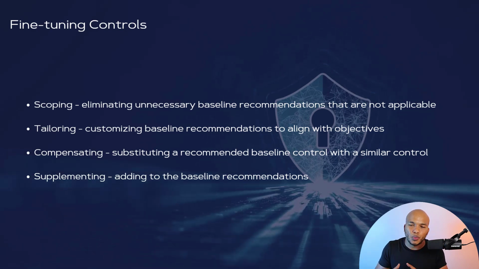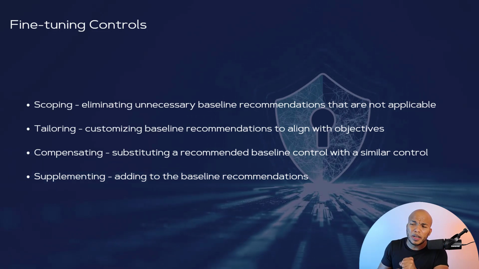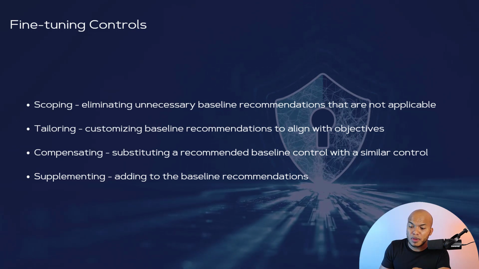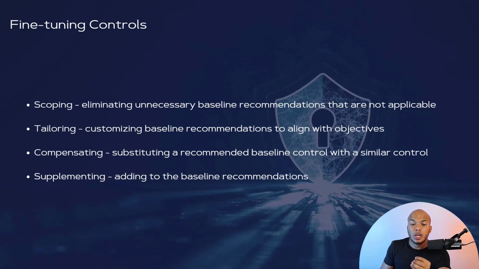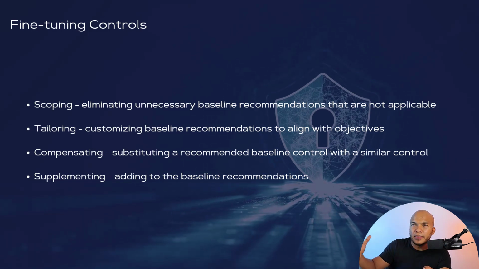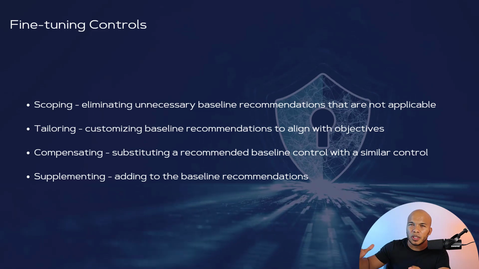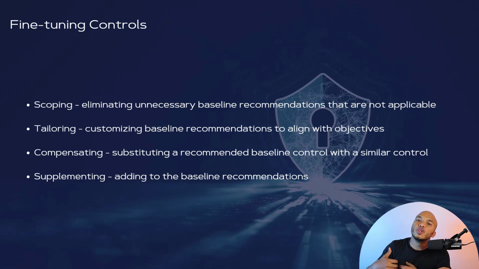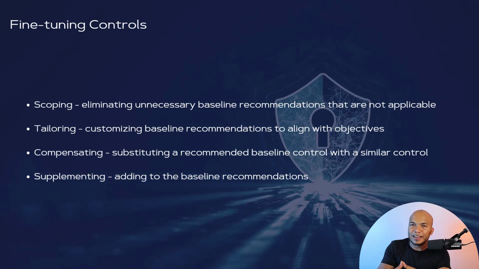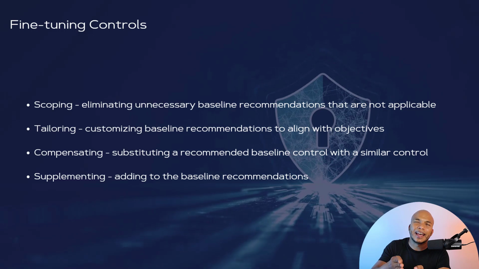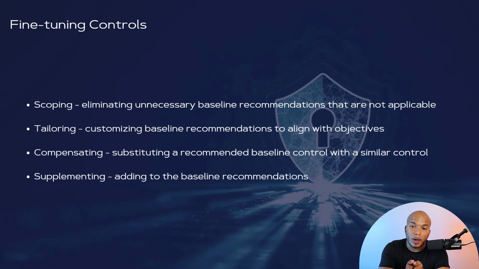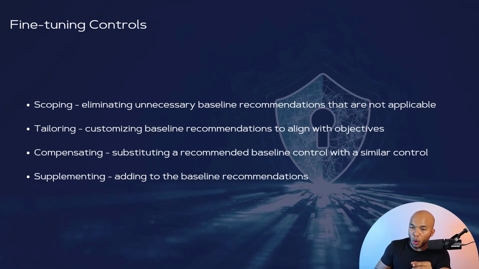And then we have compensating, where you're going to substitute a recommended baseline control with a similar control. Now, this can be because of budget. Okay, maybe your company doesn't have enough money to actually go with the recommended control in the baseline. So you're going to go with a similar control that's maybe just as effective, but a bit more affordable. And then supplementing. Okay, so you want to add to the baseline recommendations. Again, these baseline recommendations, they don't fit into every particular kind of scenario. So maybe in your particular scenario, you may need additional controls as well. That's where the supplementing comes into play.